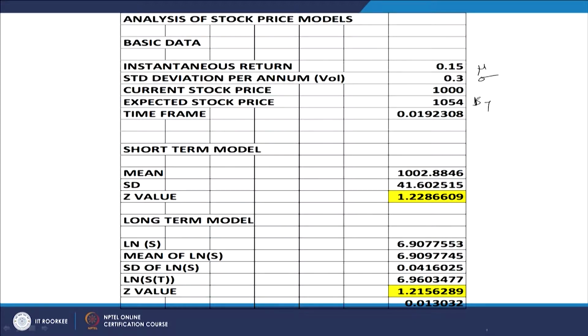And in the case of the long term model, that is the log normal model, I arrive at a z value of 1.2154. So, there is a difference which will obviously translate to a difference in probabilities. This model will give you a slightly higher probability, this model will give you a relatively lower probability.